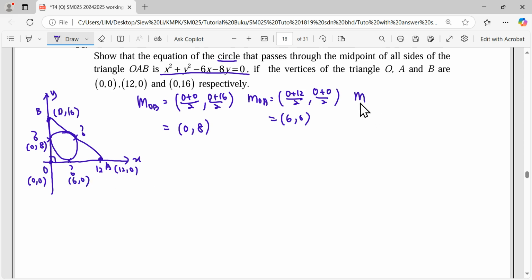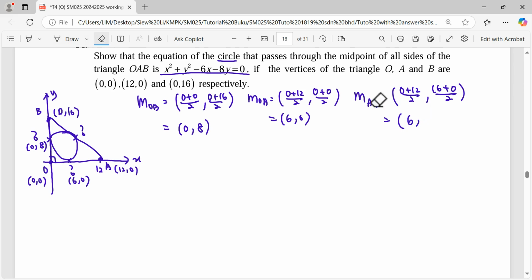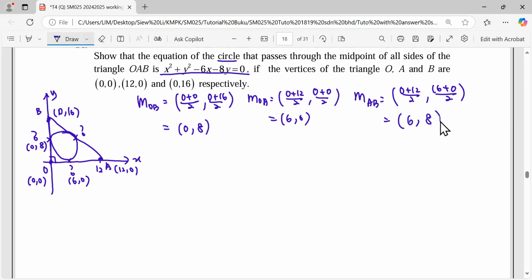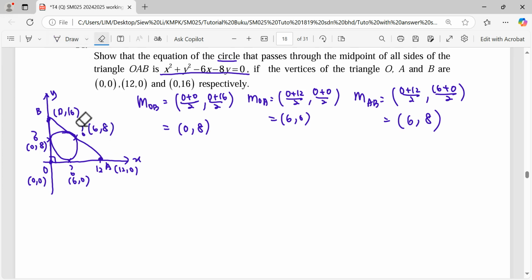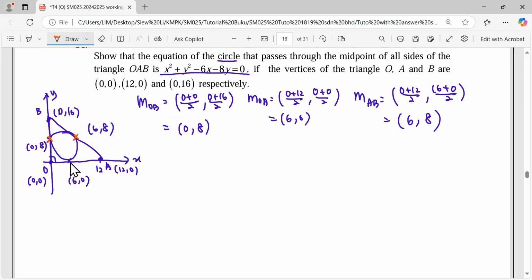Then the third midpoint, of AB. So the x coordinates added up divided by 2, and the y coordinates added up divided by 2. So here comes our situation: we are finding the circle which is passing through 3 points.